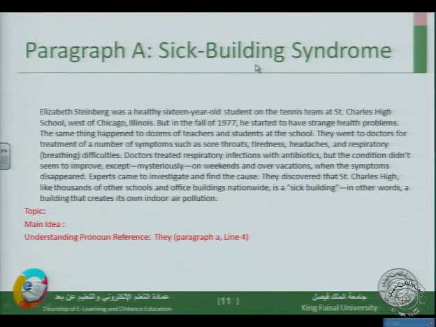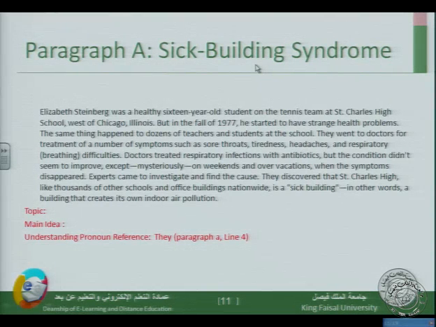Elizabeth Steinberg was a healthy 16-year-old student on the tennis team at Charles High School, west of Chicago, Illinois. But in the fall of 1977, she started to have strange health problems. The same thing happened to dozens of teachers and students at the school. They went to doctors for treatment of a number of symptoms such as sore throats, tiredness, headaches, and respiratory breathing difficulties.